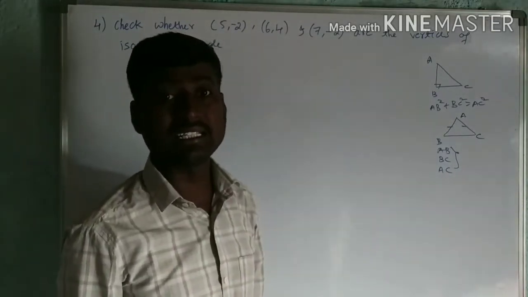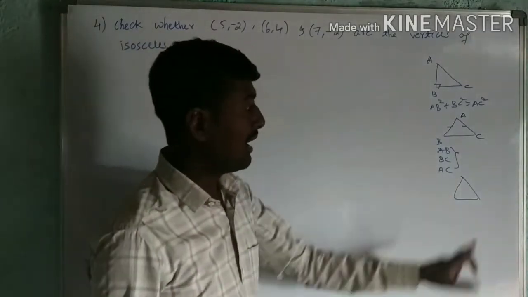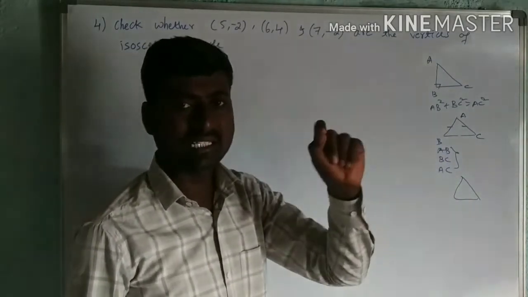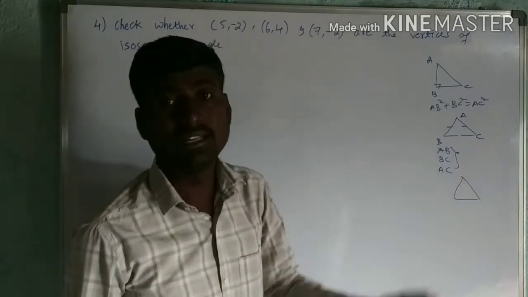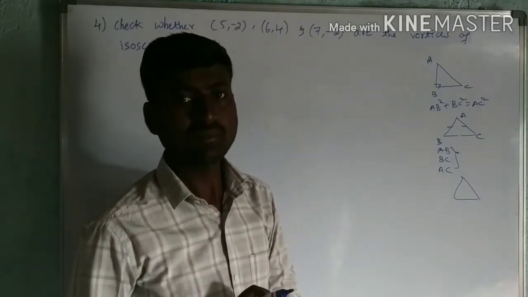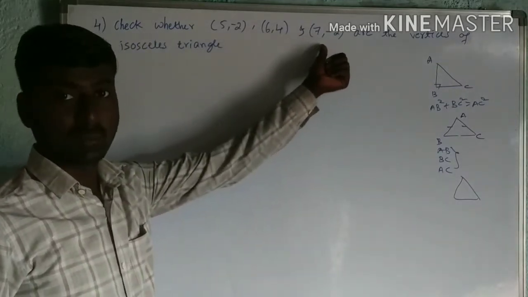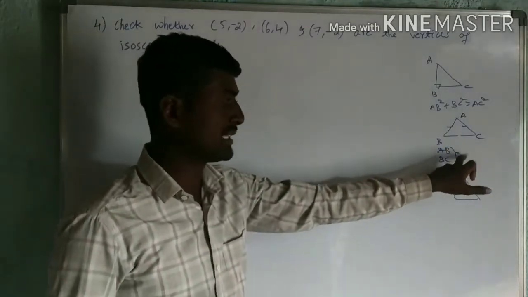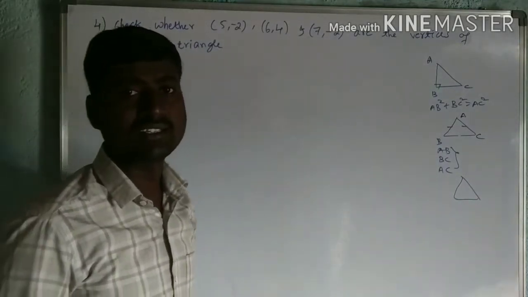Then another triangle, that is the equilateral triangle. Equilateral triangle. It means what? All 3 sides must be equal. AB, BC, AC. By applying the distance formula, you have to find AB, BC, AC. If all three sides are equal, then I can say that ABC are the vertices of an equilateral triangle. Okay. Now for this question, I have to check whether these 3 points are the vertices of an isosceles triangle or not. Means any 2 sides must be equal. Then I can say that they are the vertices of an isosceles triangle.